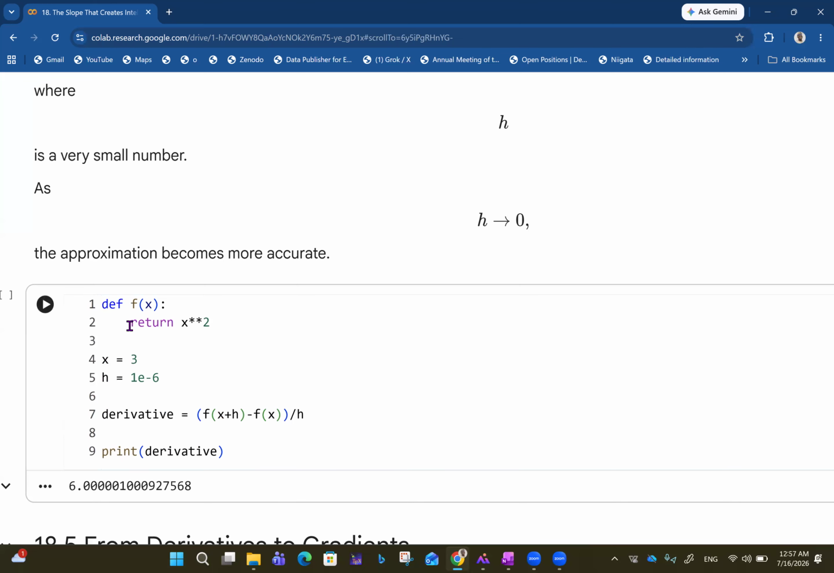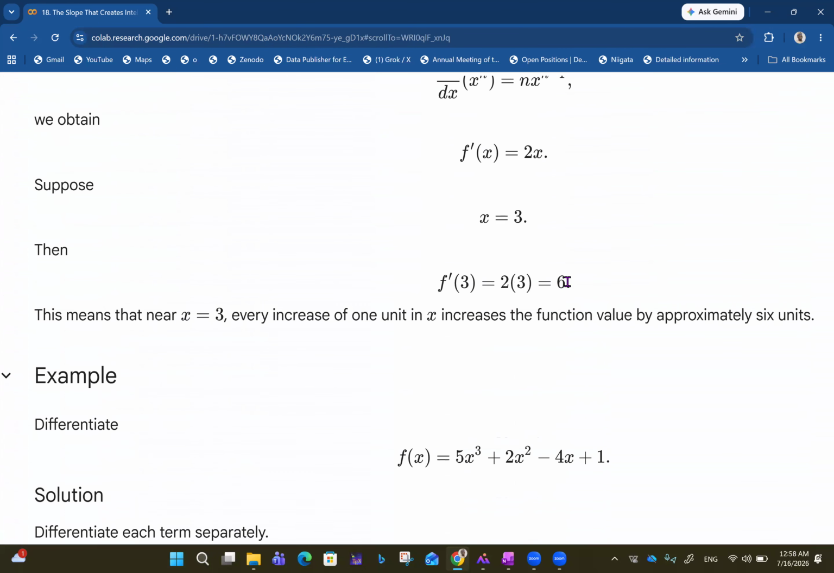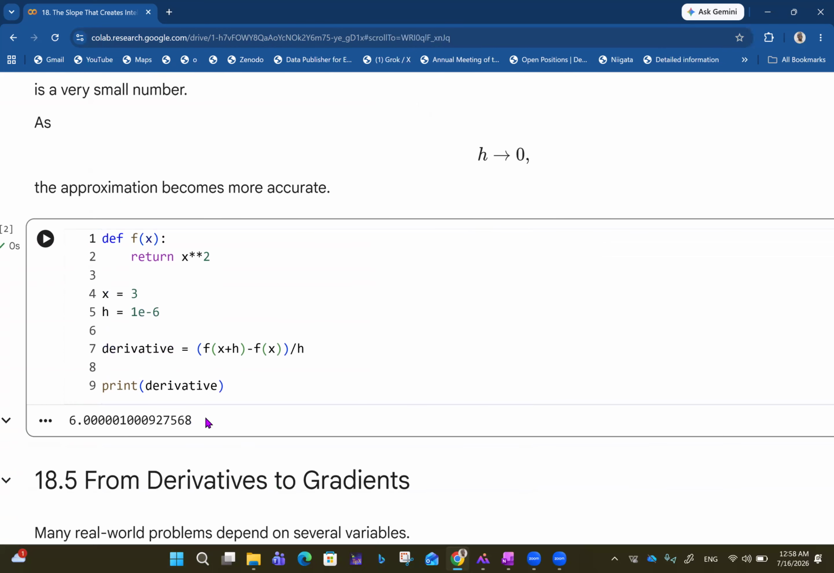So imagine we define the function x squared and we want to evaluate it around 3 with a very small h that is 10 raised to minus 6. So the derivative, of course, is f of x plus h minus f of x all over h. Then you can print that derivative. So we run that and we have something like 6. The other time when we did this, this corresponds with this problem of 6. But here you can see there's a little error there, and that's what numerical stuff is about.